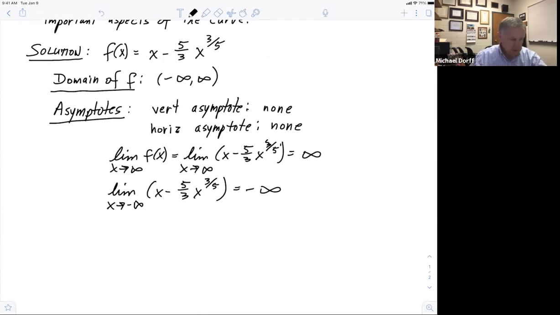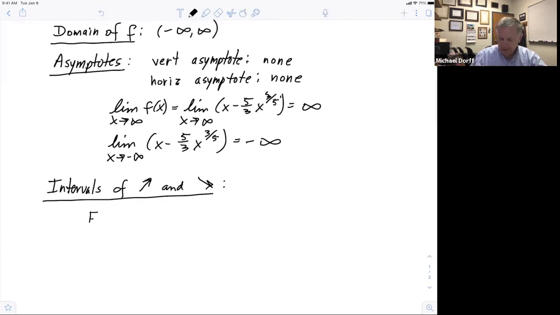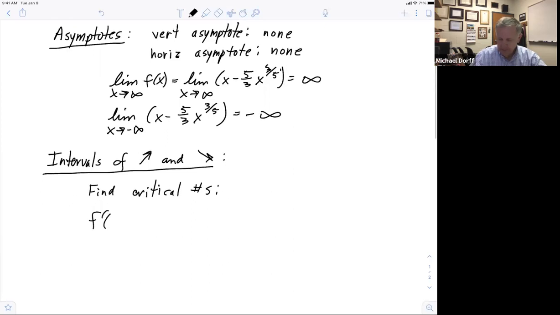All right, the next thing I'm going to look at are intervals of increasing and decreasing. To do that, I'm going to find the critical numbers. So the critical numbers are when the derivative equals 0. So I'm going to take my function. Its derivative is going to be 1 minus x to the negative 2/3.